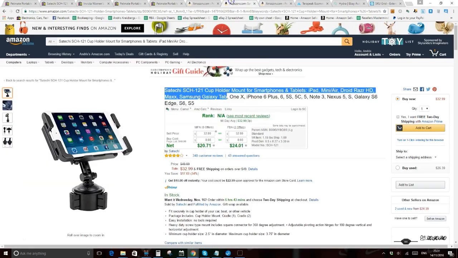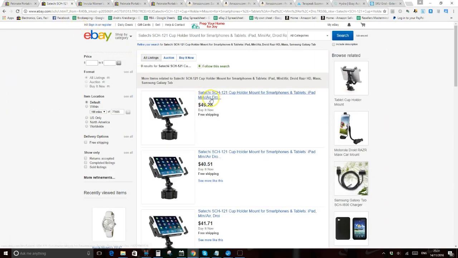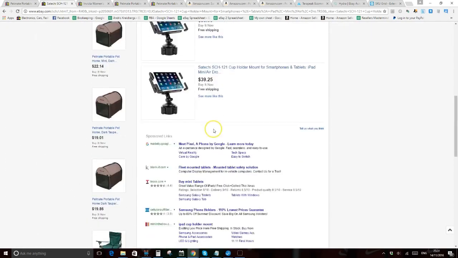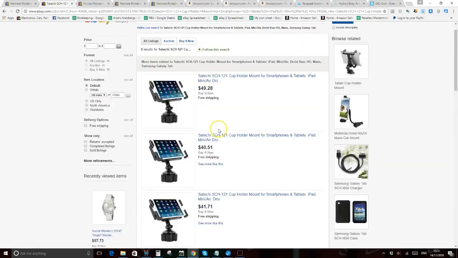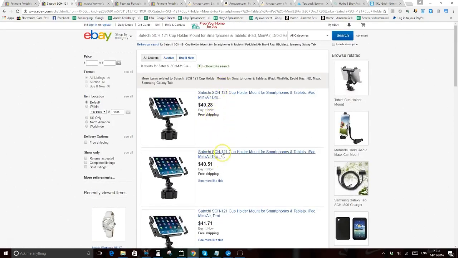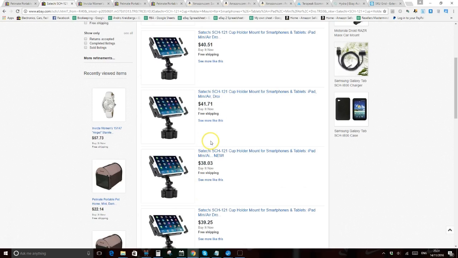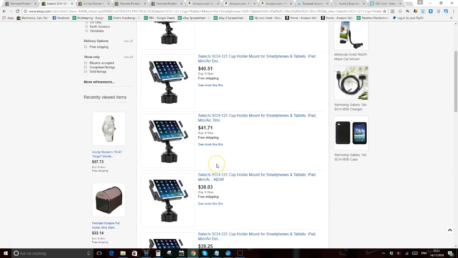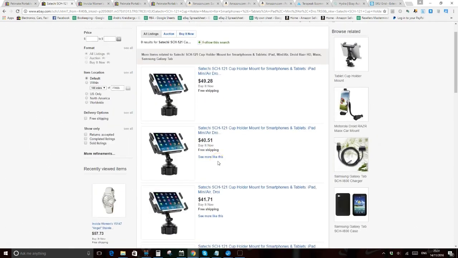What was the price again? Price is $32.99 on this particular item. And your competition is $49.28, $40.51, $41.71, $38.03, $39.20. You're only having 4 sellers competing with you. You want to look for the medium price here. Preferably you want to be the lowest one. So maybe we're going to price this item around $39.99 or about $38.99, and so we can still make some profit. This is a very important part of the video.